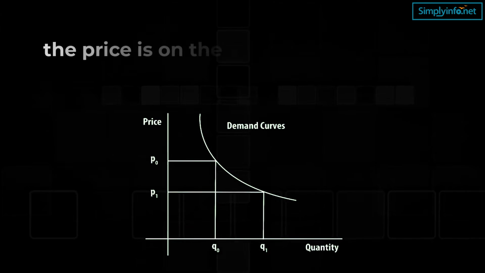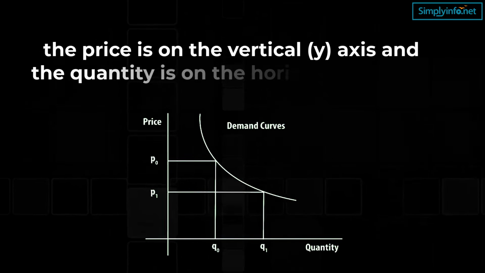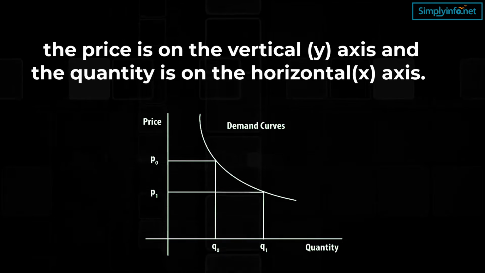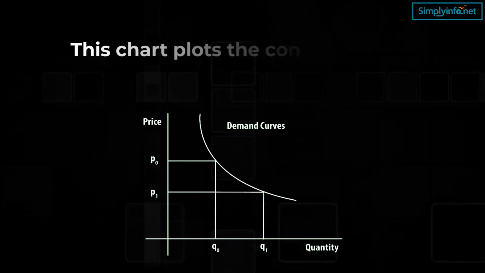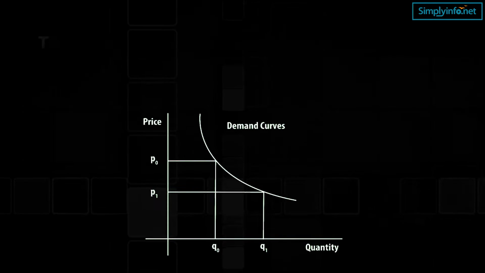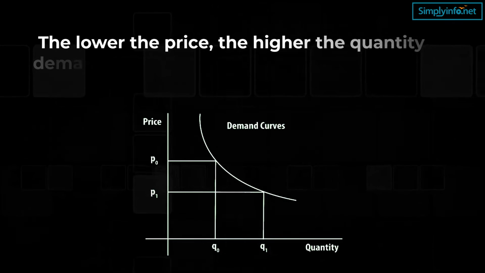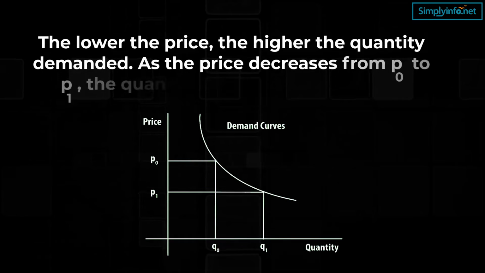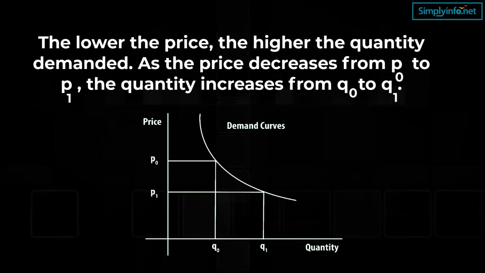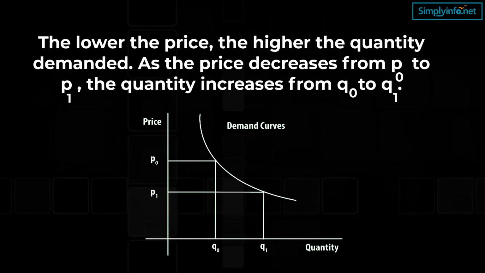In the chart shown below, the price is on the vertical y-axis and the quantity is on the horizontal x-axis. This chart plots the conventional relationship between price and quantity. The lower the price, the higher the quantity demanded. As the price decreases from P0 to P1, the quantity increases from Q0 to Q1.